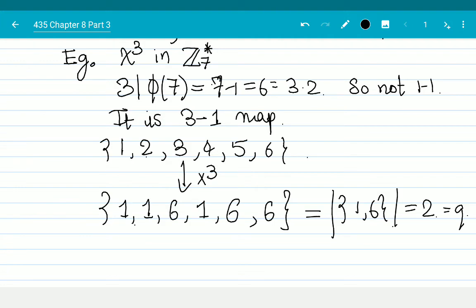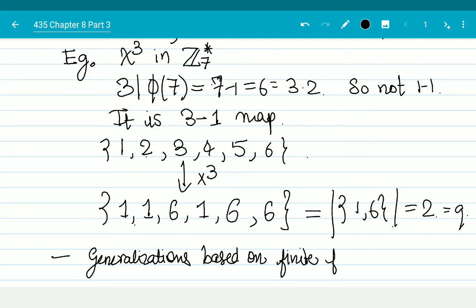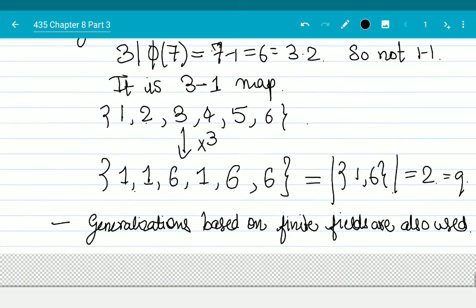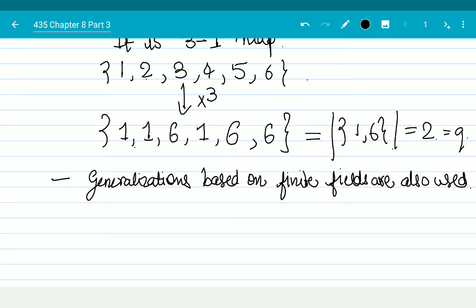You can generalize this based on finite fields. Generalizations based on finite fields are also used. This is a whole other mess. I'm not going to go into that.